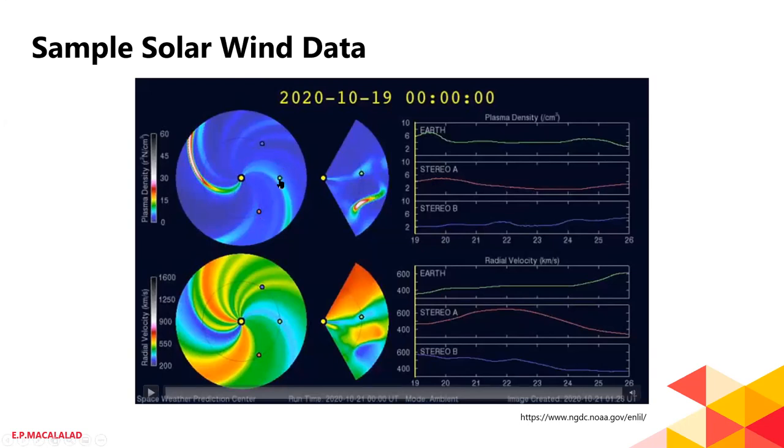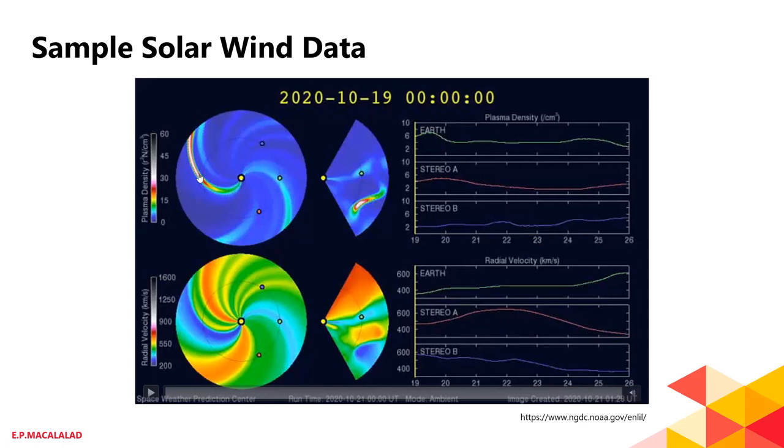There are three dots here. The green dot is the Earth. There are two spacecraft located at specific Lagrangian points in the Earth's orbit, STEREO A and STEREO B. These are side-looking spacecraft that monitor the sun. Just to give you an idea, this is plasma density. Blue means low plasma density, red means higher plasma density, white is higher, black is highest.